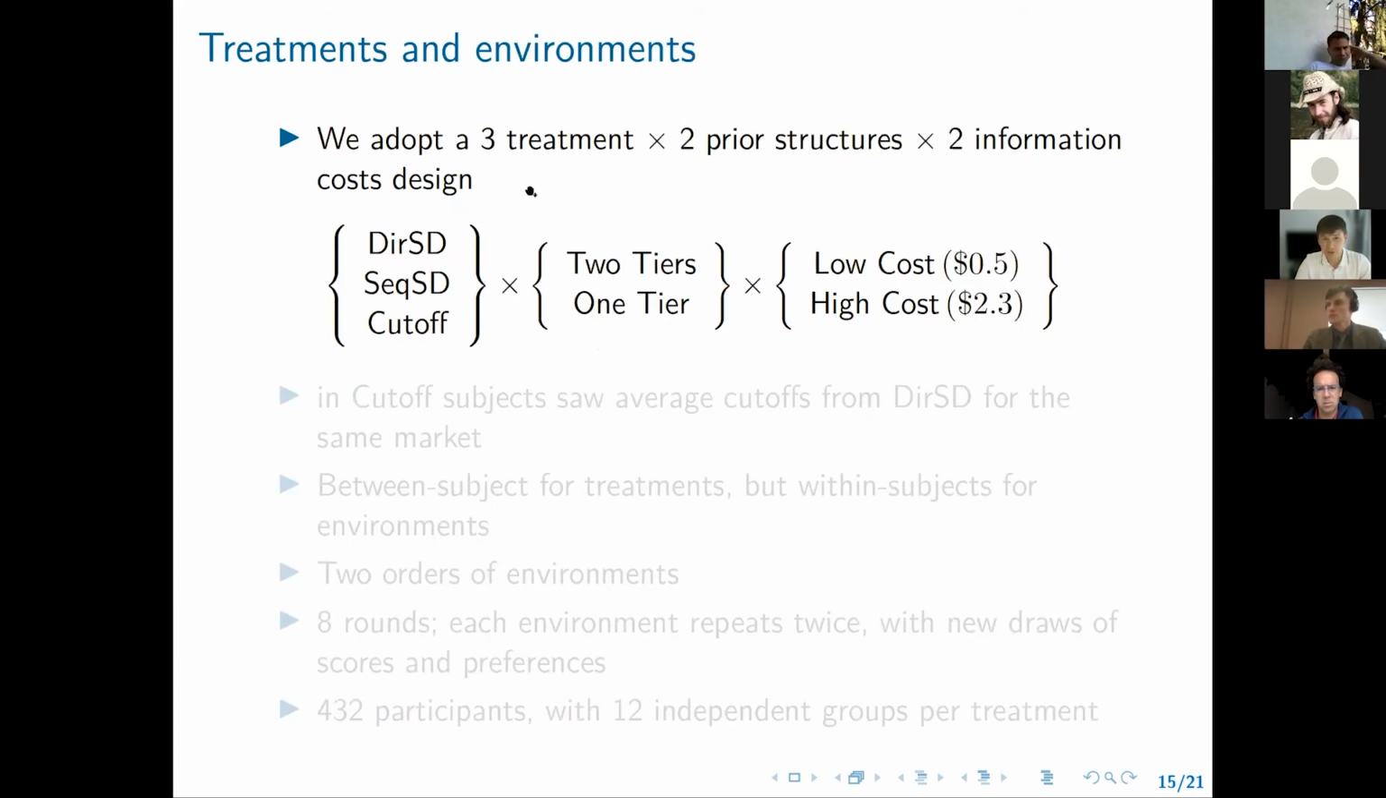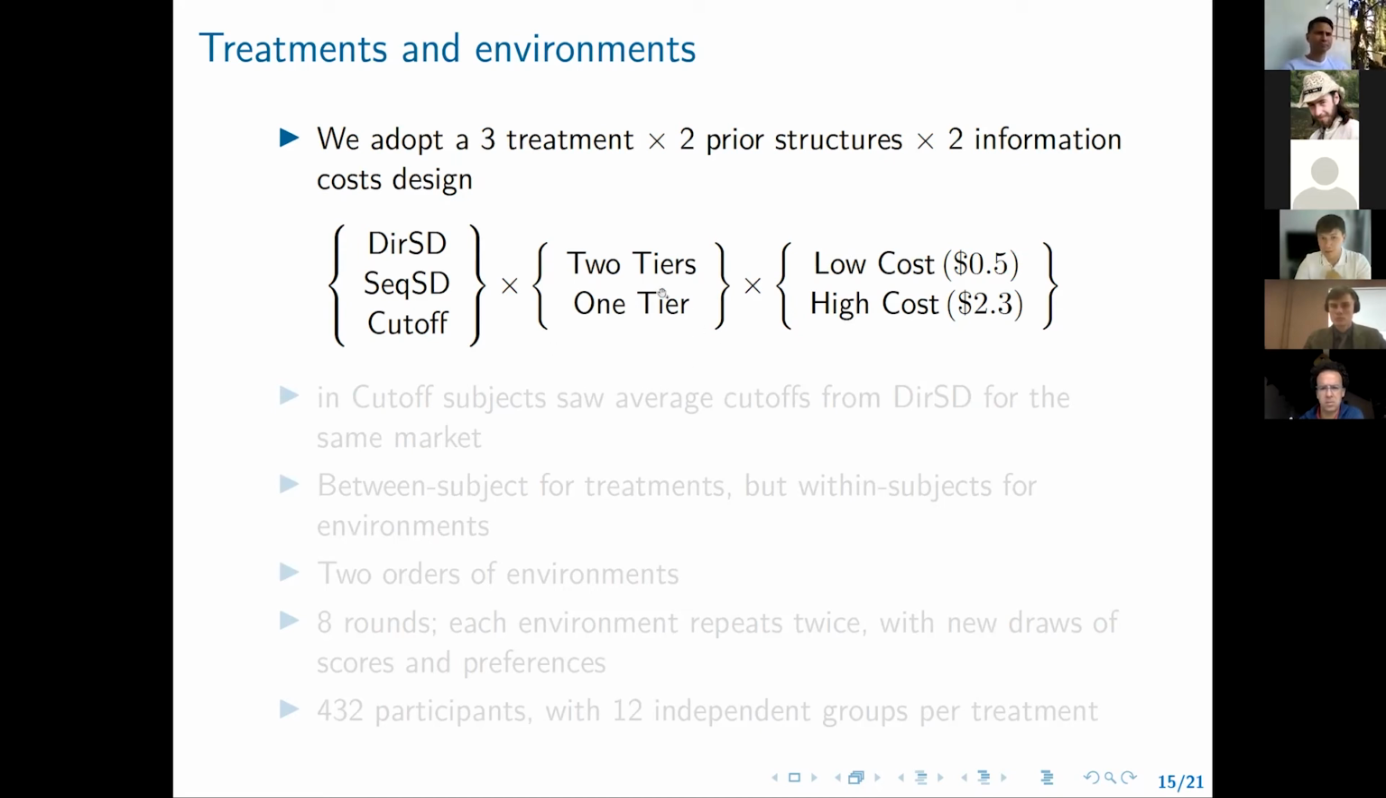And we have in total 3 treatments. So these are exactly the treatments I talked through: direct serial dictatorship, sequential serial dictatorship, or cutoffs. And we have 4 types of environments, either 2 tiers or 1 tier. 2-tier environments are simpler because you have only 3 universities which you're interested in. If you're a top student, you're interested in the top tier. If you're a bottom student, you're interested in the bottom tier, kind of.